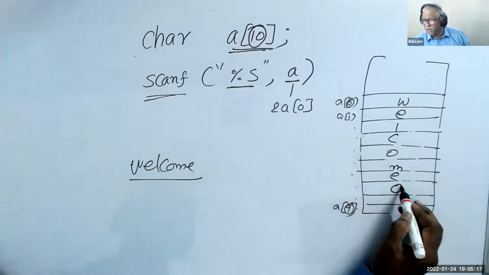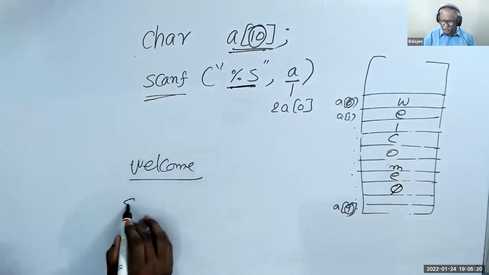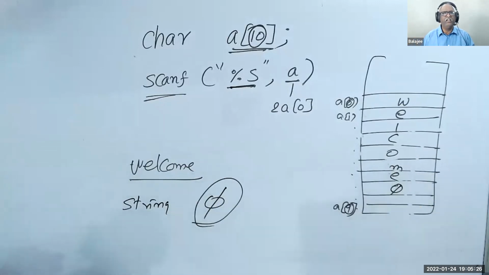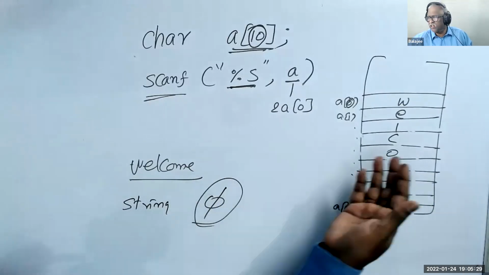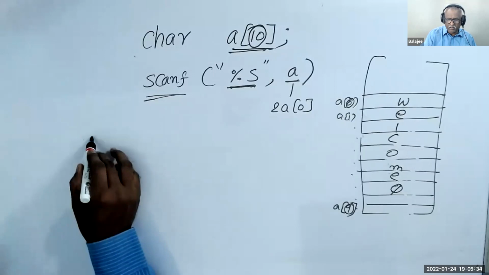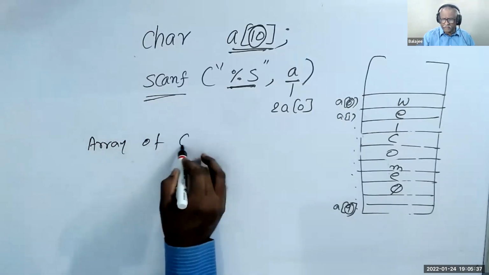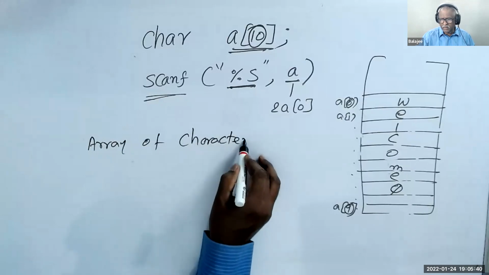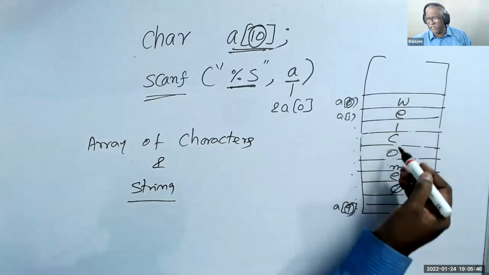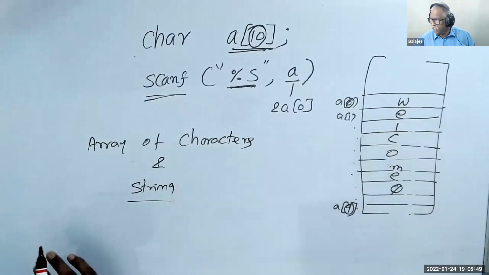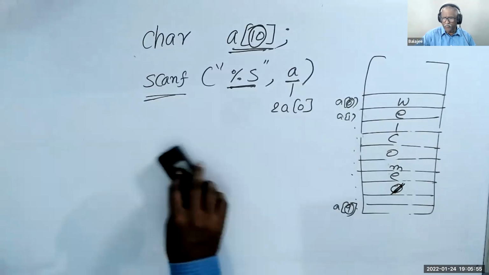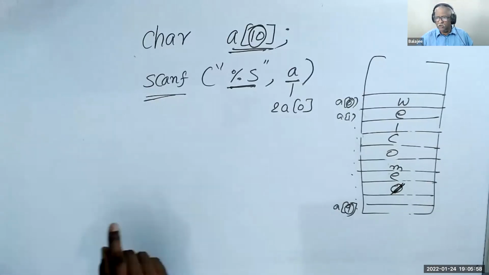Then it puts 0 here because you used %s. A string always ends with 0. Remember this. That only is called a string. If it does not end with 0, then it's not a string. It's only an array of characters. Please understand the difference between an array of characters and a string. Welcome without the 0 is an array of characters. That is not a string. The moment you end with 0, then that is called a string. So there's a big difference in C. Understand that.